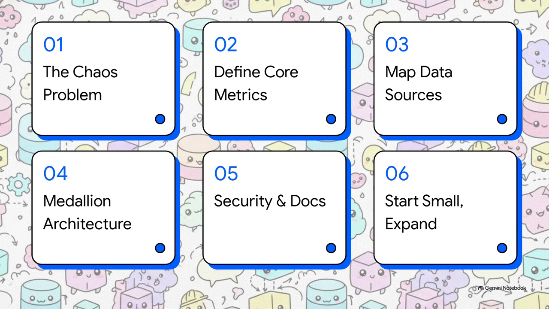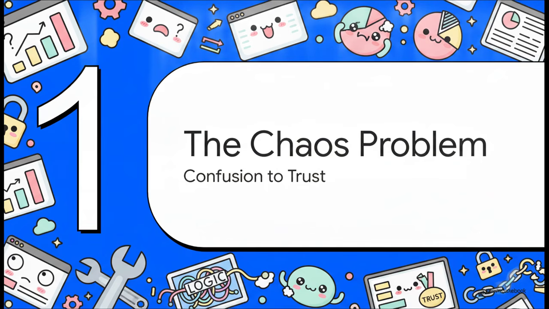Okay, let's dive into this. Here is our step-by-step blueprint to move away from that chaos and build a single source of truth. We'll kick things off with the dashboard chaos problem, then walk through 5 core steps: defining core metrics, mapping out data sources, implementing the medallion architecture, setting up security and documentation, and finally, starting small and expanding. All right, first up, the dashboard chaos problem, moving from confusion to trust.